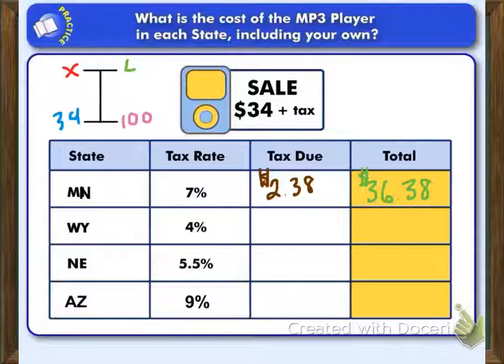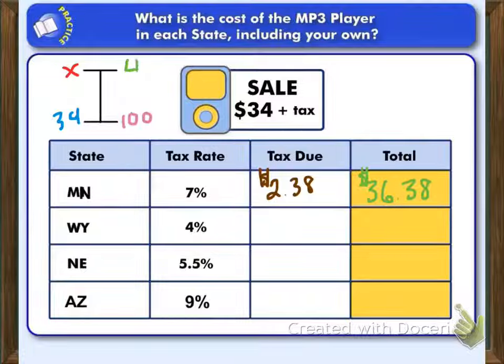Now let's take a look at Wyoming. Wyoming has a 4% sales tax rate. So everything on my I-chart stays the same. The only thing that's changing is my percentage. So what I would really like you to do is stop the video, solve each one of these three percentages, find those sales tax, and then find the total. And then check back to see if you're getting these correct.